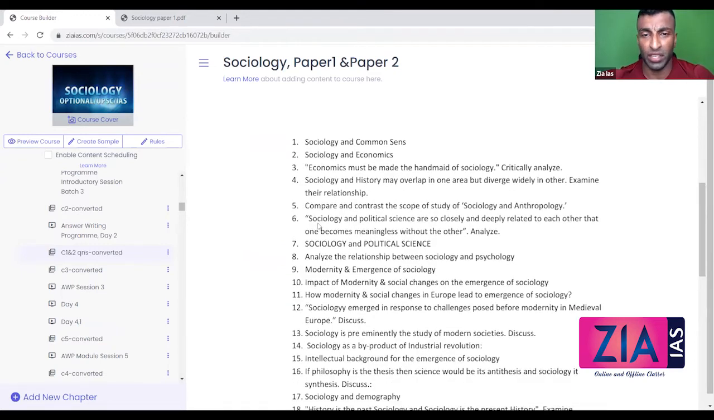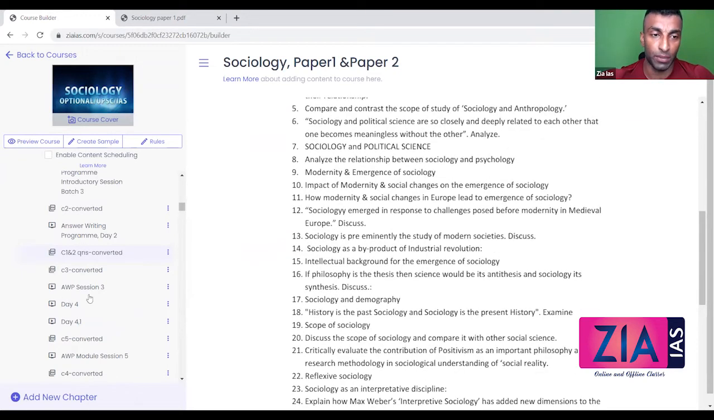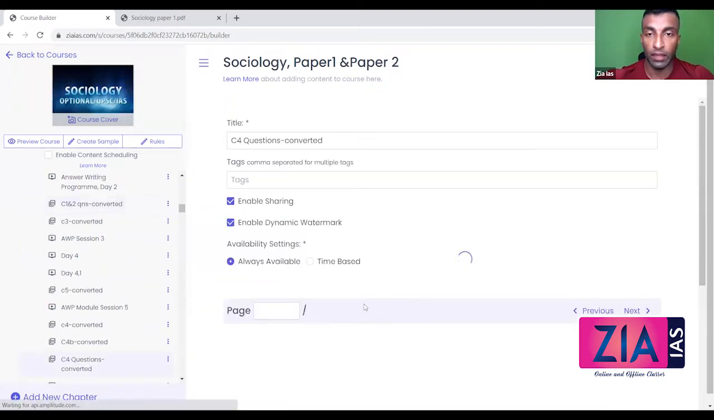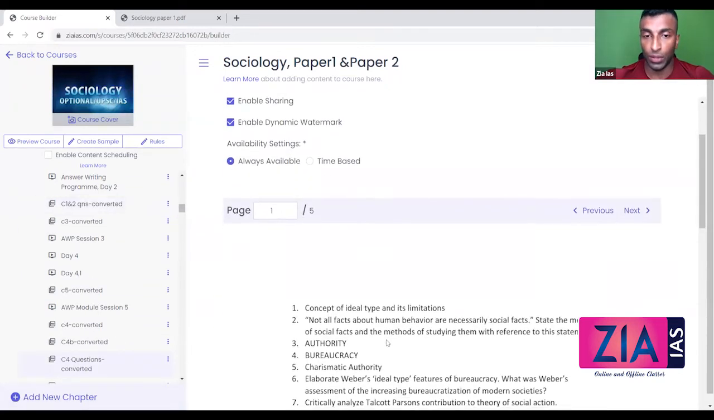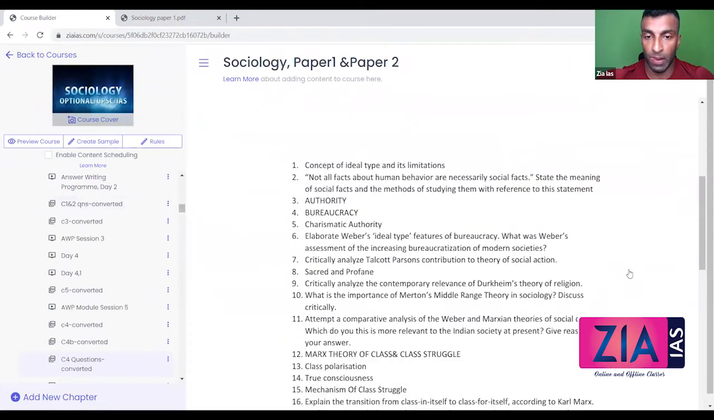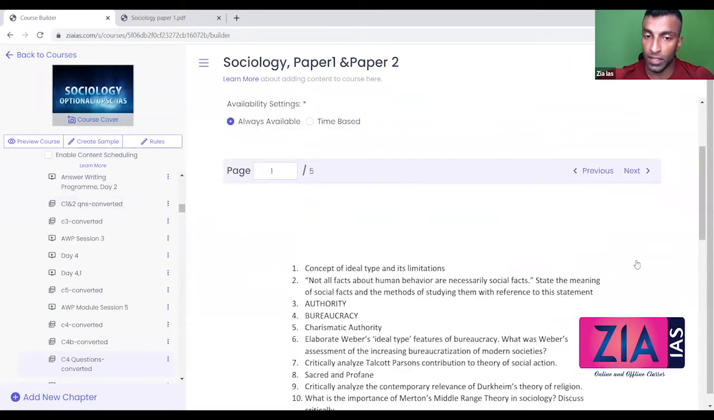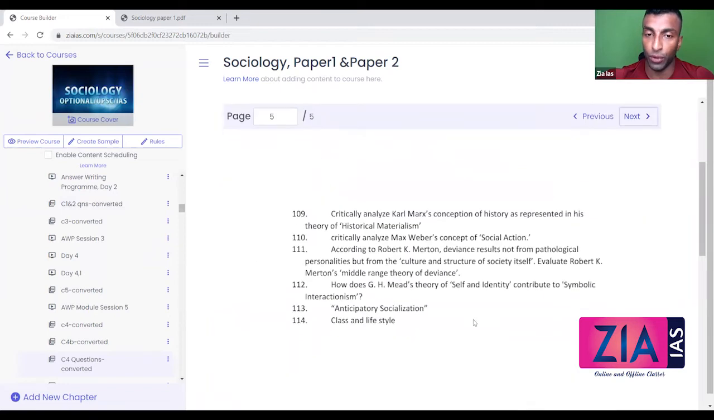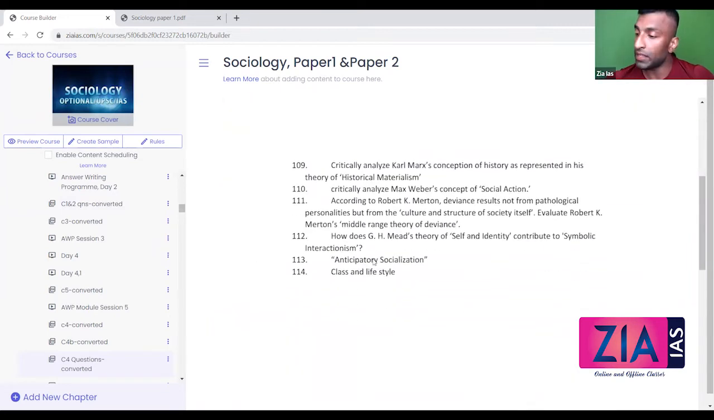You won't find anything beyond these questions which I have given to you. Sociology, common sense, sociology, economics, all the possible questions from the first two chapters. And then you can see C1, C2. Like this is thinkers. Just thinkers itself, guys. This is what I've told you. Thinkers itself, how many questions have been given to you? 114 questions.